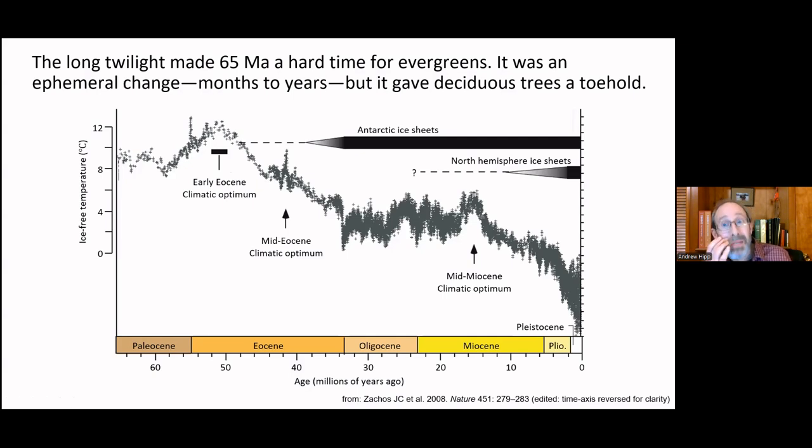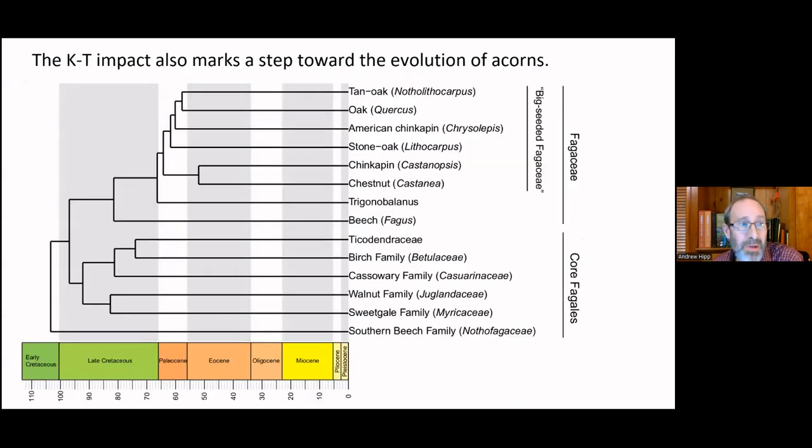This was a hard time to be an evergreen tree, but it may have given deciduous trees a toehold, an opportunity for oaks to get their way in the world. And it also marks a step toward the evolution of acorns. Because 65 million years ago, right there where that red line goes, that's when the big nutted members of the oak family evolved. What we're looking at here is a phylogeny.